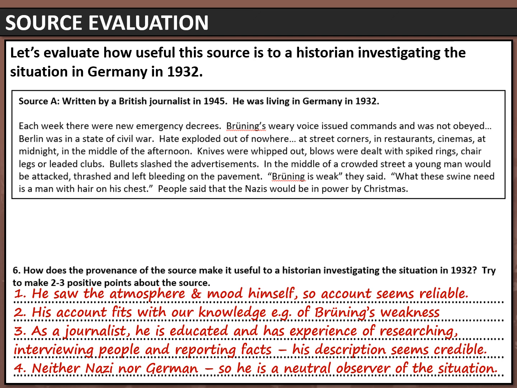Lastly, this is a British journalist. He's neither Nazi nor German. So actually, he's a neutral observer of the situation. And that makes him reliable. He's not biased in either direction. If you missed one of those ideas, perhaps you could pause the video now and jot down an idea that you didn't think of. And that brings us to the end of this task.